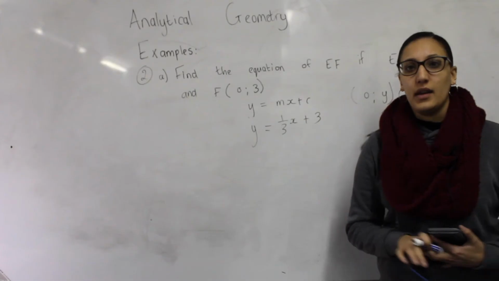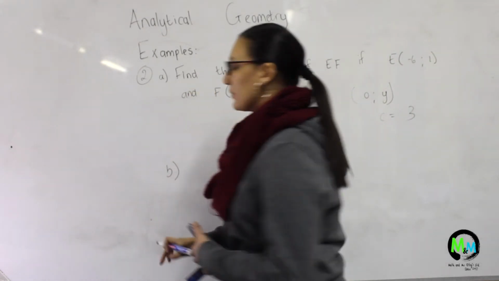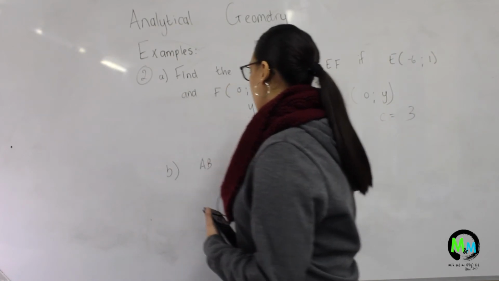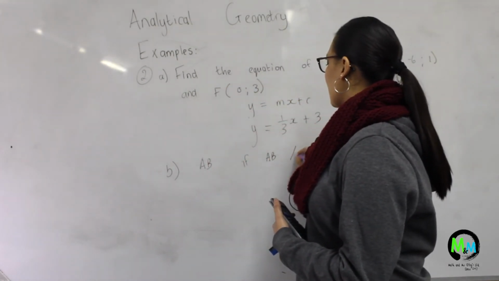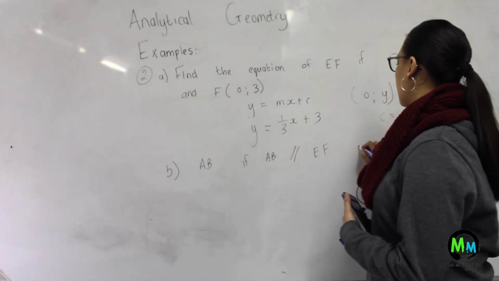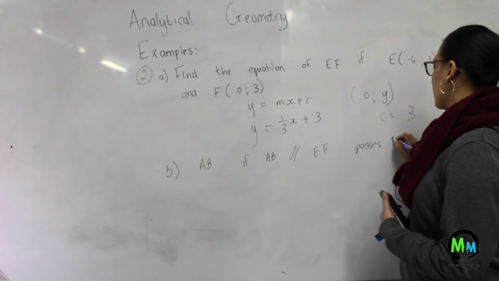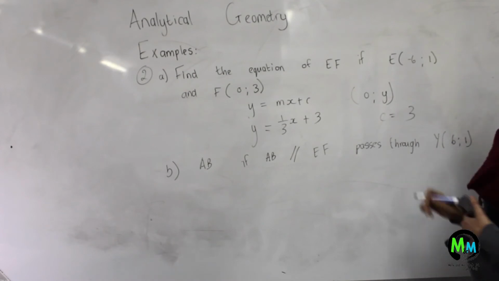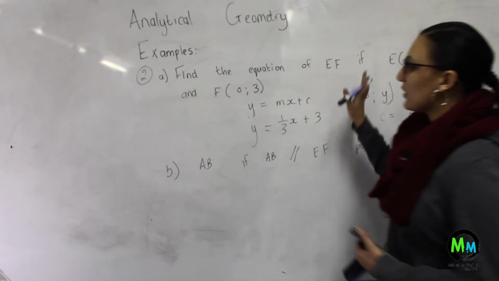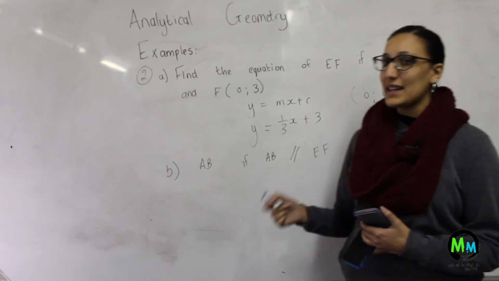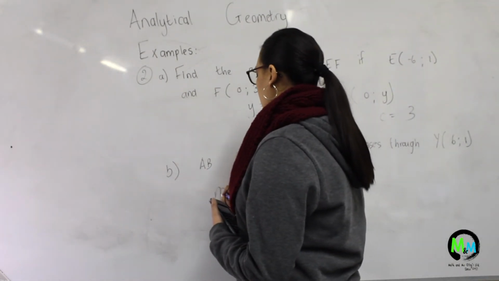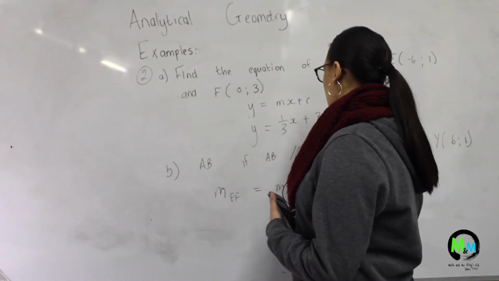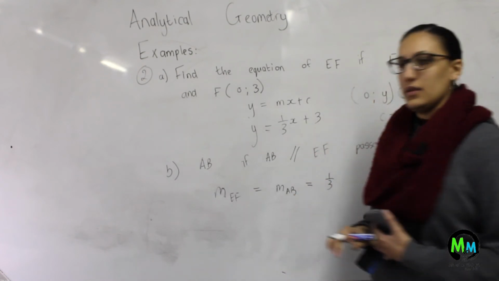which they gave me, is 3. Now part B, our second part, asks us to determine the equation of line AB if AB is parallel to EF and it passes through the point (6, 1). Now, if these two lines are parallel to each other, that means that their gradients are equal. So the gradient of EF is equal to the gradient of AB, which is equal to a third.